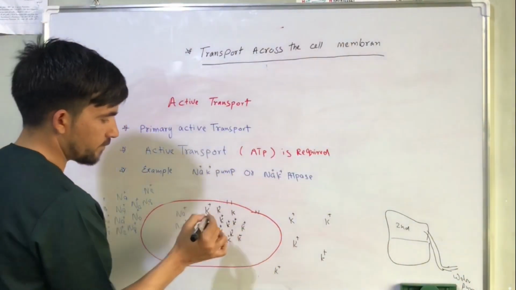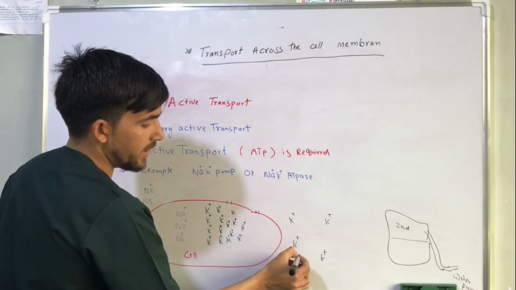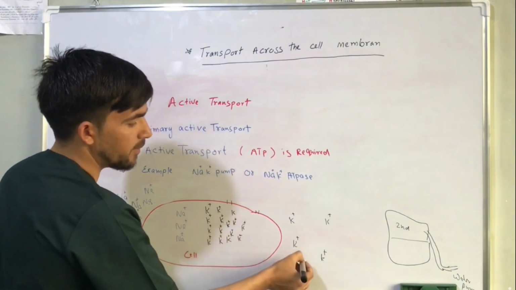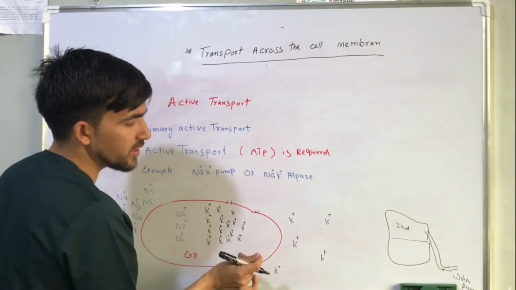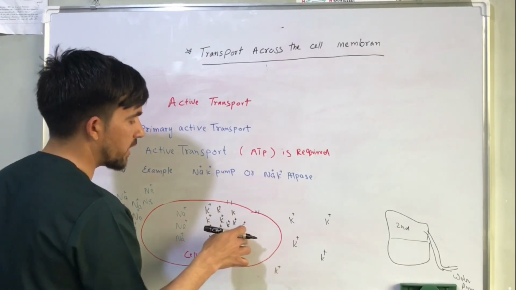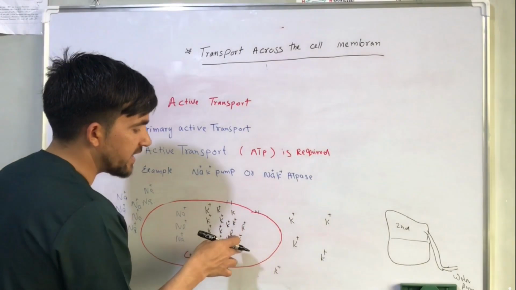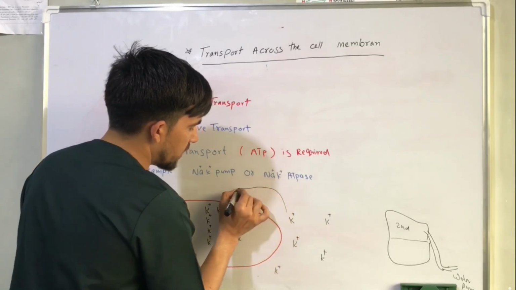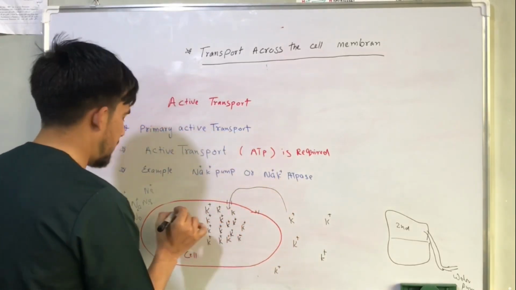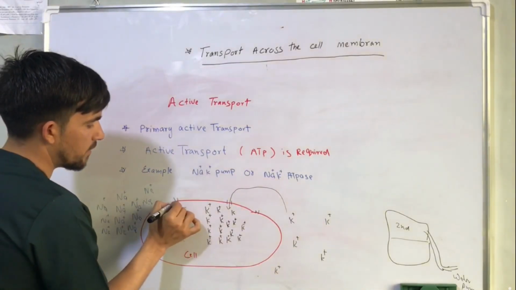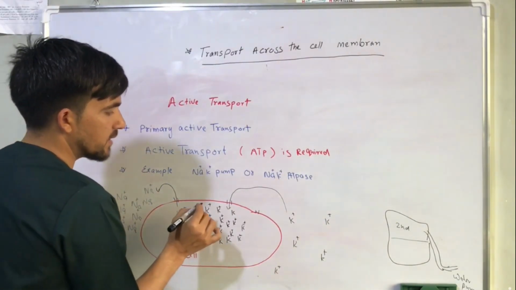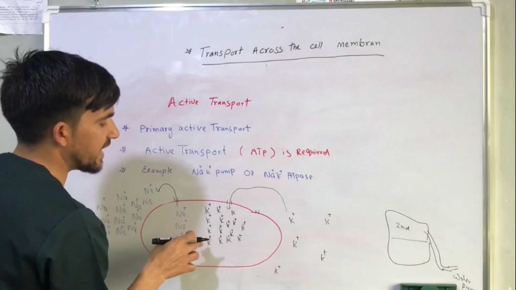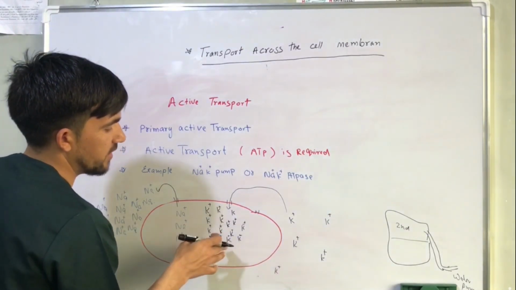Same story here. The potassium level is lower outside, and the potassium level is very high inside. The moving of molecules from lower concentration to higher concentration is called primary active transport. When this potassium comes inside into the cell and this sodium goes outside of the cell, this is called primary active transport, which needs energy because it's against the concentration.